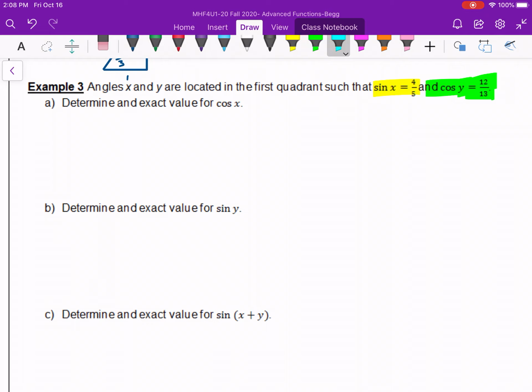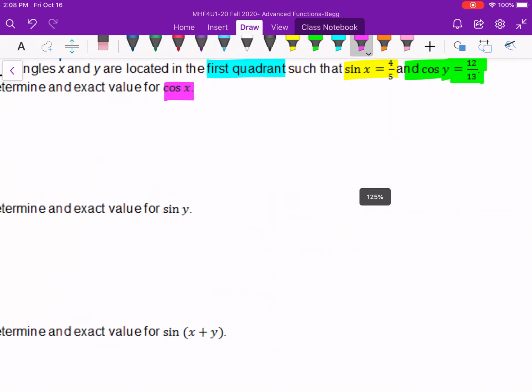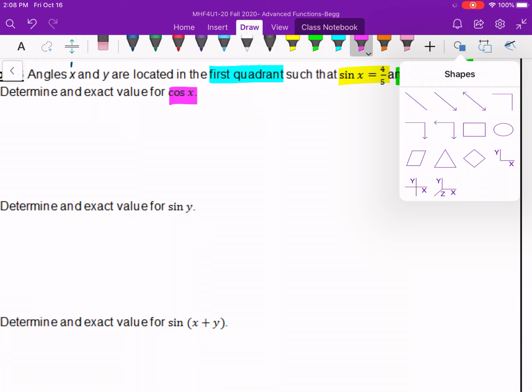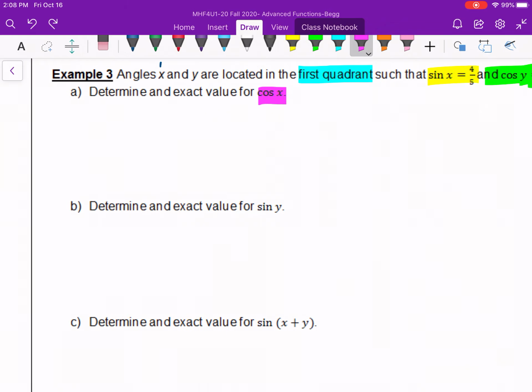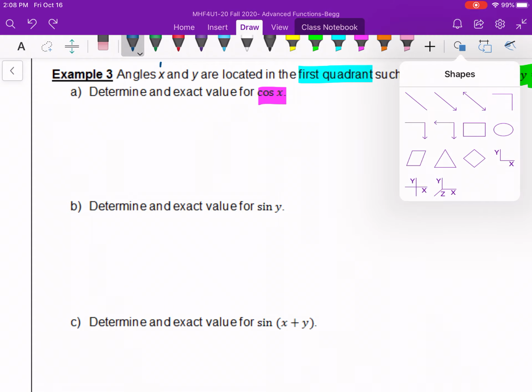The fact that they're in the first quadrant does matter. We want to find various things. Like we want to find an exact value for cos x. Okay? Well, let's draw a picture. When in doubt, draw a picture. Well, let's use a blue pen, not a highlighter.